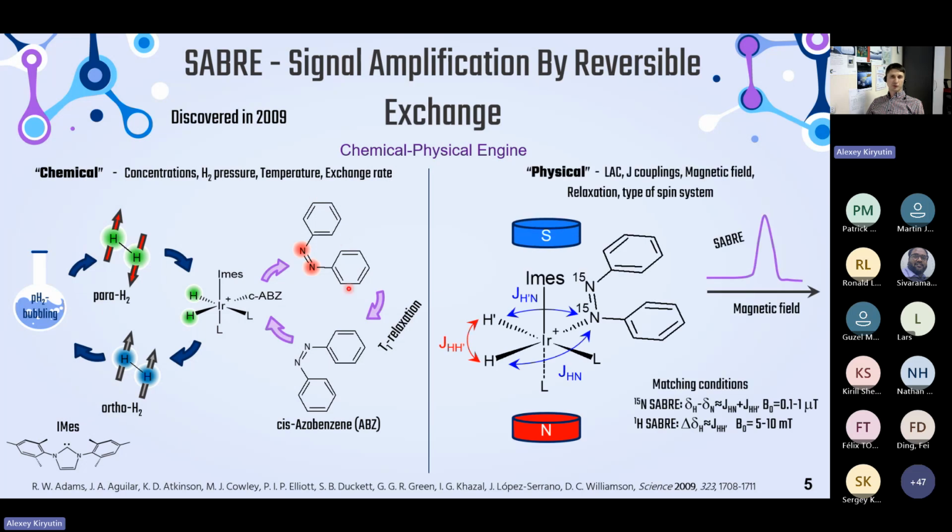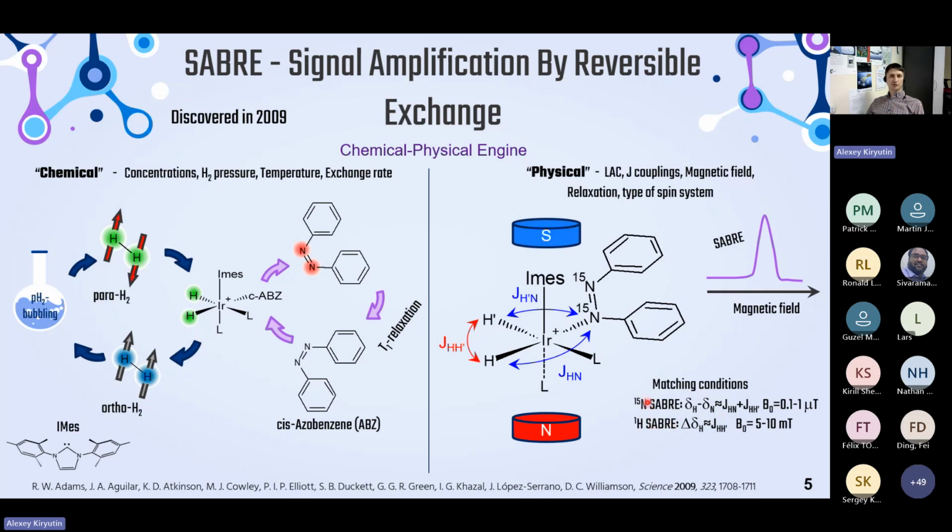However, the physical component is equally crucial. Without proper magnetic field and scalar spin-spin couplings between the hydrides and the substrate nitrogen, the polarization transfer cannot occur. Optimal magnetic field strength varies significantly depending on the target nuclei. For efficient heteronuclear polarization transfer, for example, nitrogen, the best field is slightly below 1 microtesla, but for proton polarization, much higher field is required, which is 5 to 10 millitesla.